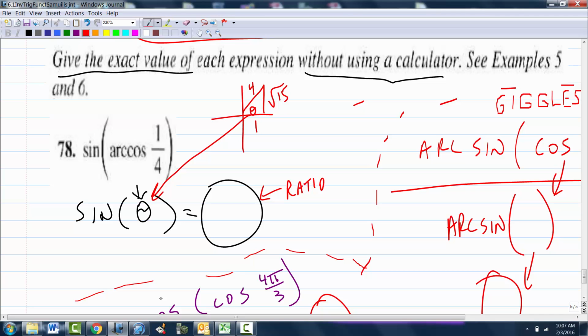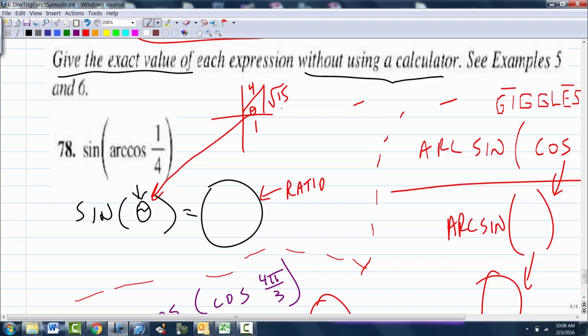By the way, this ratio is positive, so we're fine. But what you have to understand is I arc cosine a ratio, and I get an angle out of that. And then they want me to sine this angle, which gives me a ratio as a final answer. So how do I get this without a calculator? I draw a triangle for theta. When I arc cosine this, I get theta. And then I sine theta, the same triangle, same angle, and I get the ratio off of that same triangle. So draw the stinking thing.